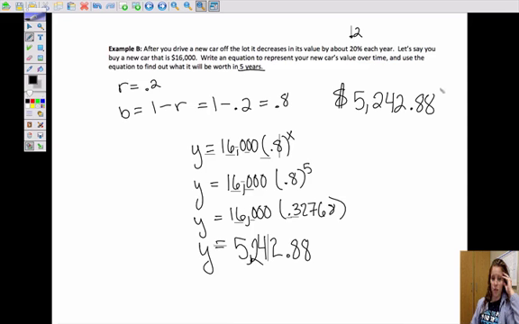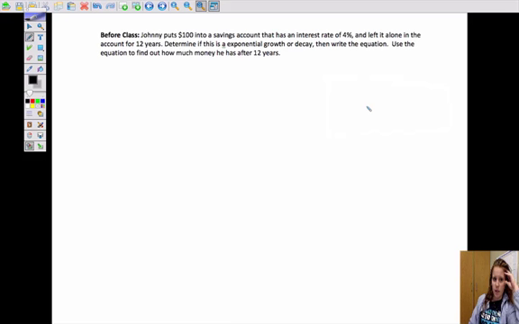So you've lost a great deal of the car's worth after only 5 years. If you think of you started with a $16,000 car, and after 5 years it's only worth $5,242. That's why a lot of times people don't recommend buying a new car, because it loses value so quickly. Okay, so you guys can think about that. Try to use what you know now to answer this before the class problem.